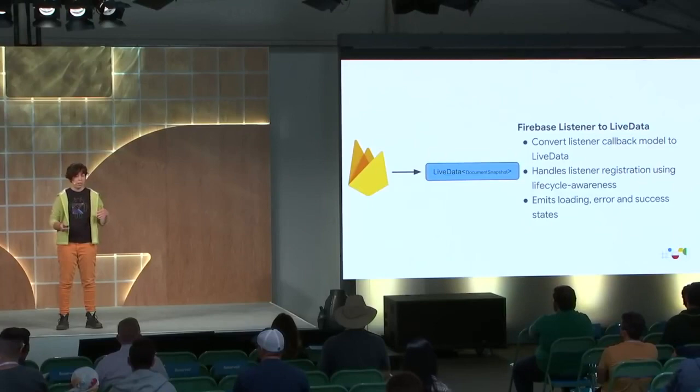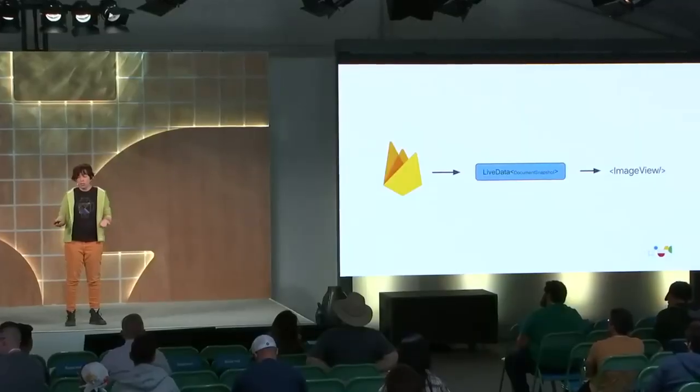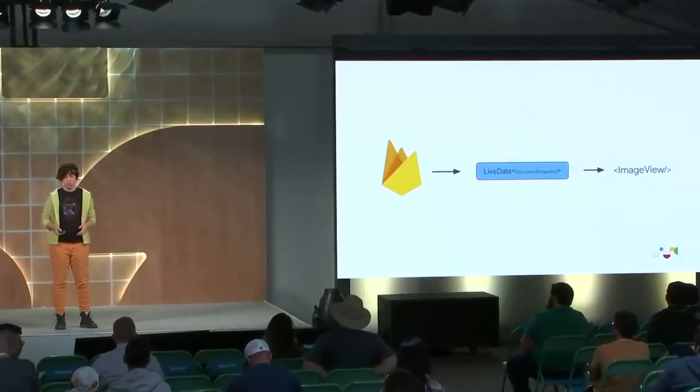OK, so at this point, we've talked a little bit about the conversion. We've talked a little bit about handling listener registration with lifecycle awareness. Now I want to talk about handling having an error state, a loading state, and a success state. So right now, we're emitting document snapshots from this live data back to the UI, which is not great. One of the reasons it's not great is because we only essentially know if it succeeded, and it doesn't have an error state or a loading state.